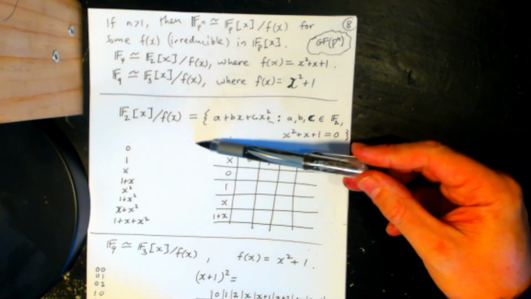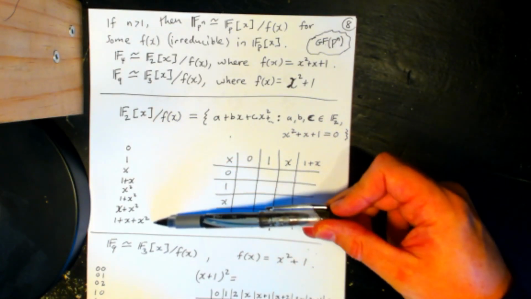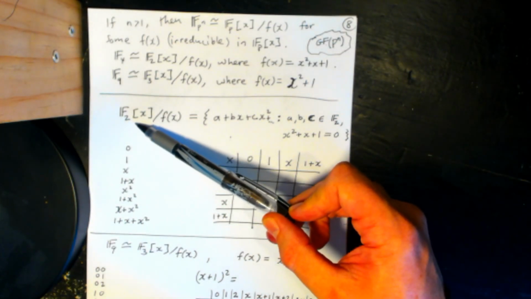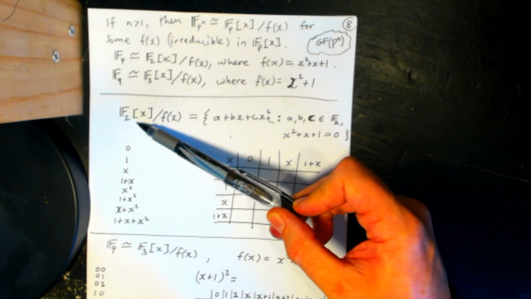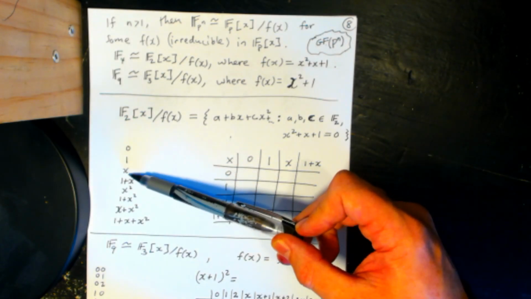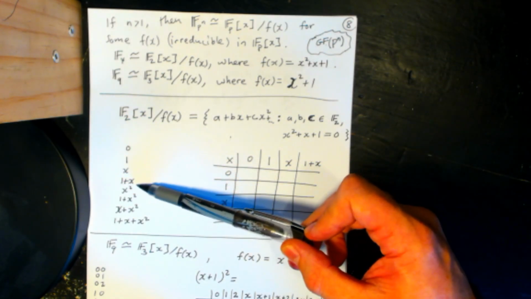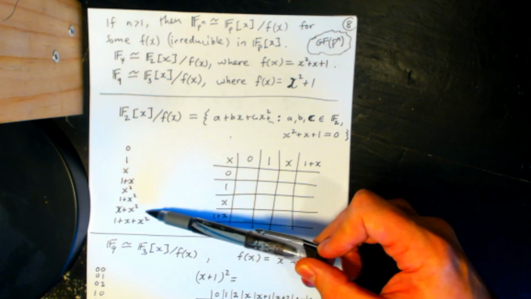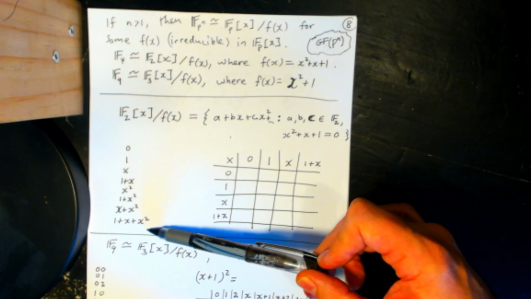Okay, now what I've done here is I've listed a few of the elements of this polynomial ring here. So we've got 0, we have 1, we have x, we have 1 plus x, we have x squared, we have 1 plus x squared, x plus x squared, 1 plus x squared.